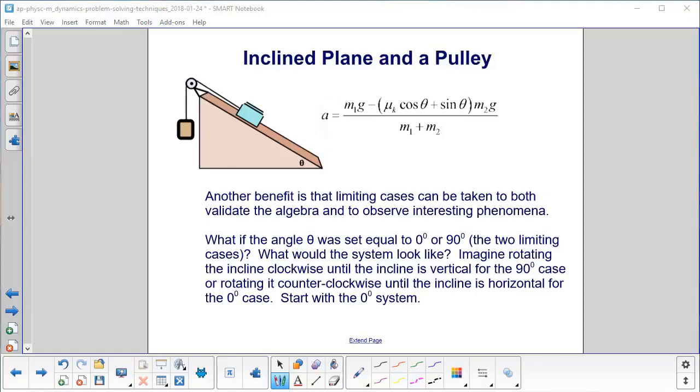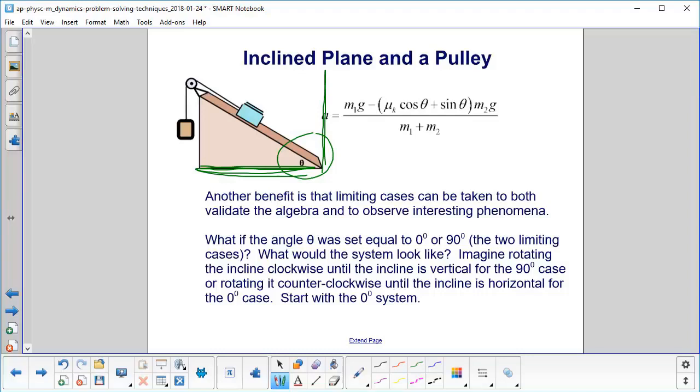Another more physical benefit is we can now take limiting cases to both validate the work we did and to observe interesting phenomena. What if the angle theta, right here, was set equal to 0 degrees or 90 degrees? Those are two fairly obvious limiting conditions, right? In one case, you just have a flat situation, and in the other, it's totally vertical. So what would the system look like? Well, I just kind of showed that a little bit.